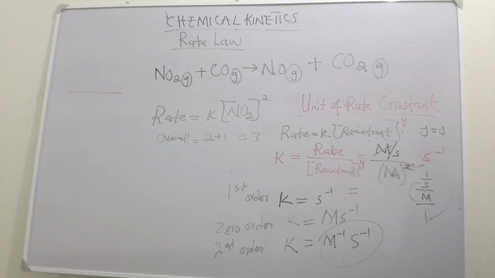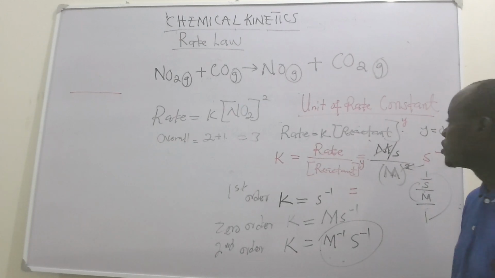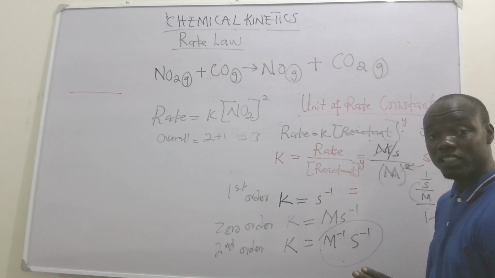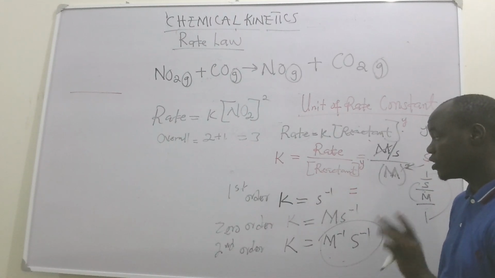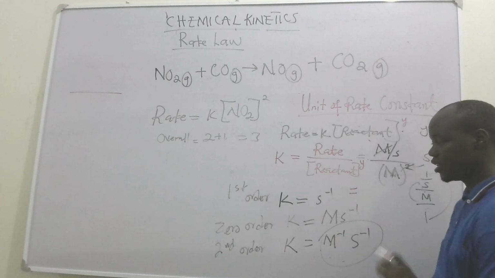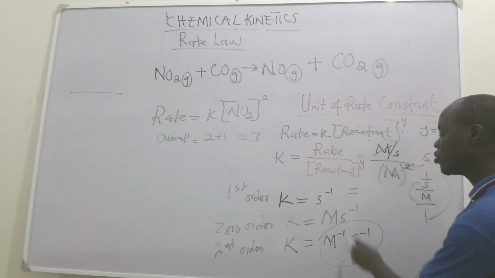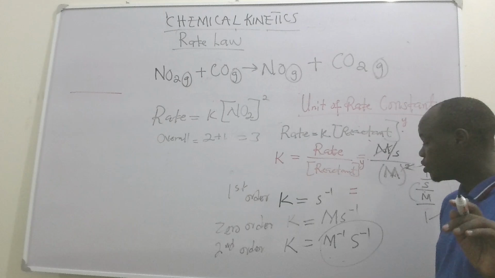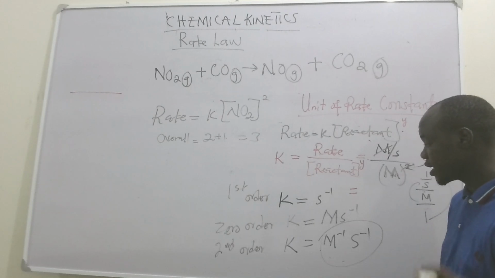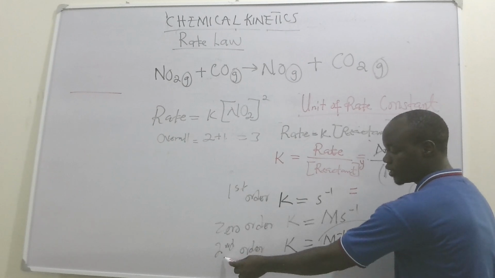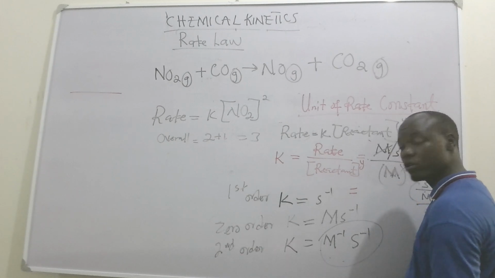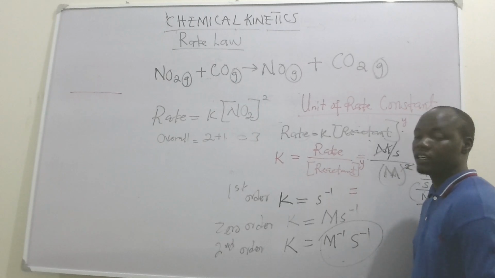So it means that the unit of the rate constant depends on the order. If it is a first order reaction, it is per second. If it is a zero order reaction, it is going to be molar per second. And for the second order, it is going to be per molar per second. Okay.